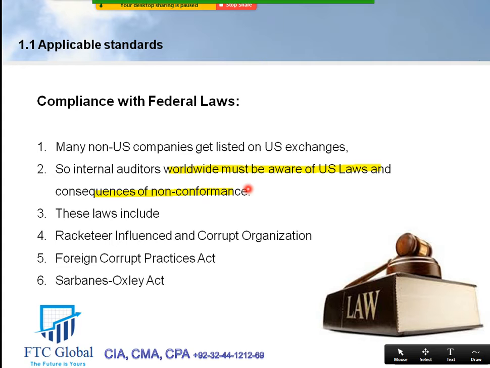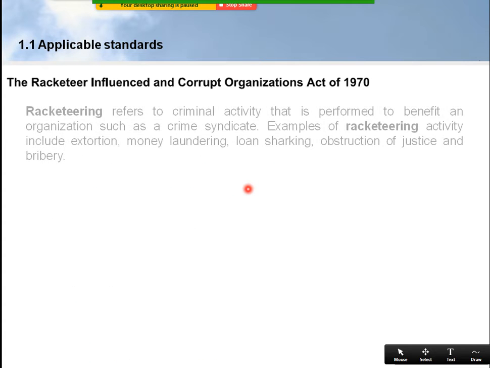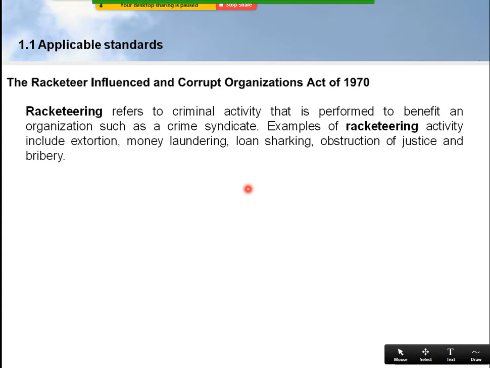These are huge laws. Look at the book, huge. We are not expected to learn the minute, finer details of these laws. We'll be given just an outline of what these laws are and what their impact is. So let us read briefly the first, the Racketeering, Influence and Corrupt Organizations Act. This law was promulgated in 1970.